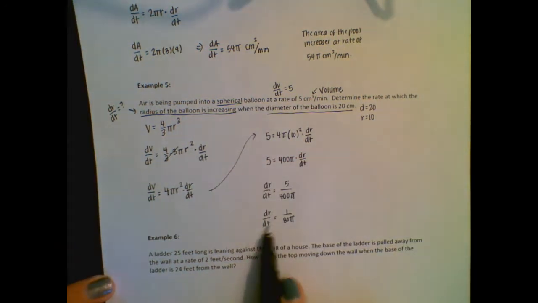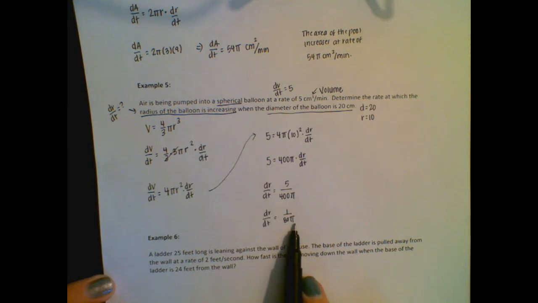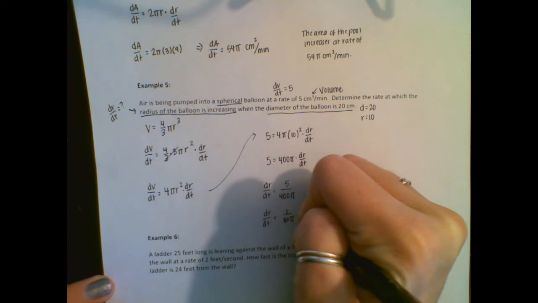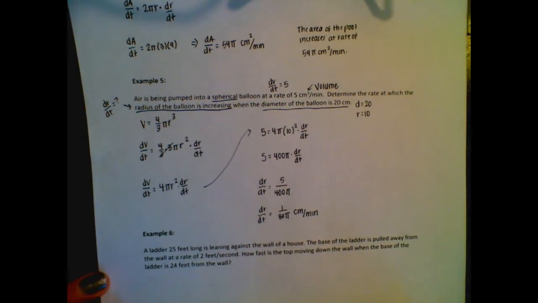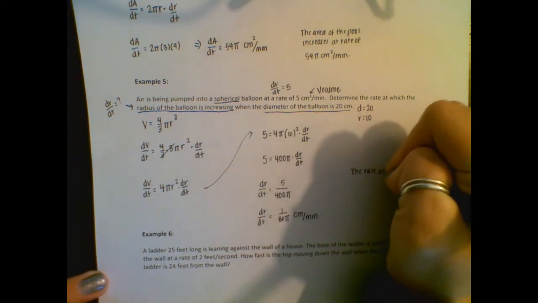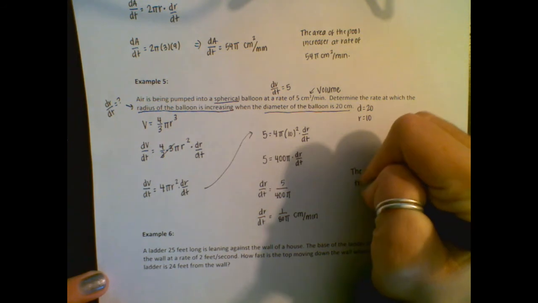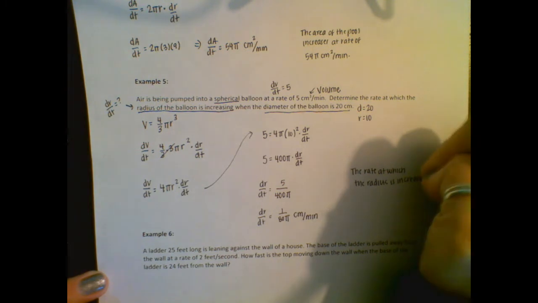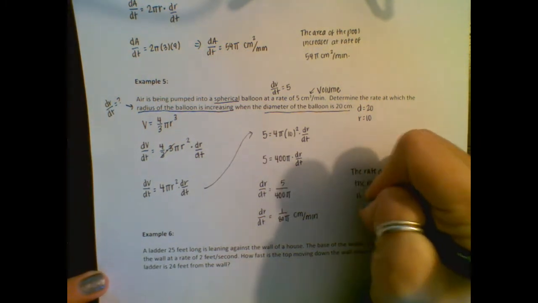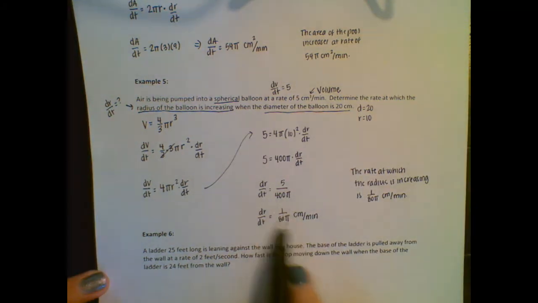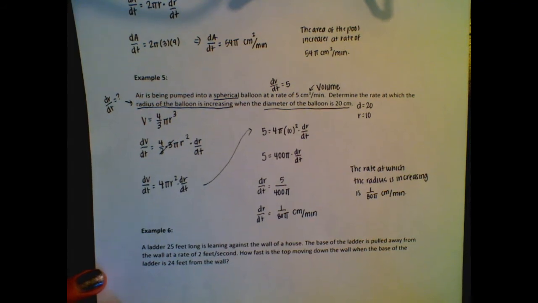And this is talking about the rate of change of a radius. So the radius is just a unit of length. So when I'm talking about the rate of change of a unit of length, I'm just going to be using centimeters per minute. And again, if I want to write this out as a sentence, the rate at which the radius of the balloon is increasing is 1 over 80 pi centimeters per minute. And again, I'm not going to get a decimal approximation for that. I'm just going to leave it as its exact value here.